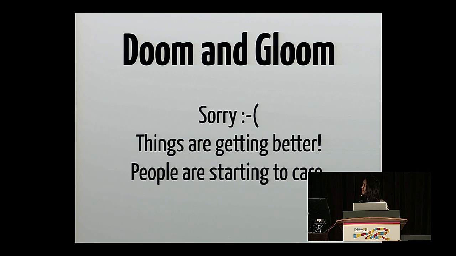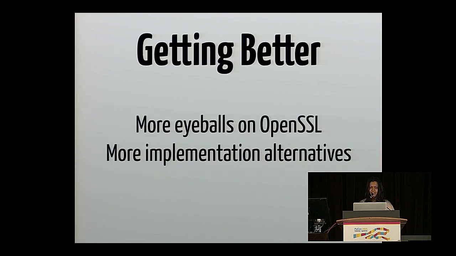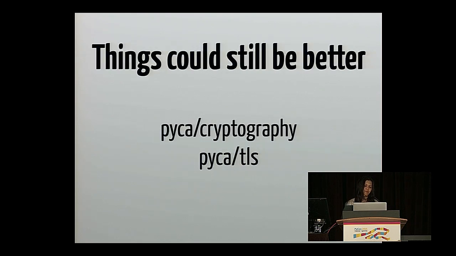I'm sorry that I'm being so negative about all these flaws and attacks, but it's true, things are getting better. People are beginning to care. OpenSSL is getting more attention, so new alternatives are showing up, which means that there's hope. But things could still be better. Most of these libraries are still implemented in memory unsafe languages.